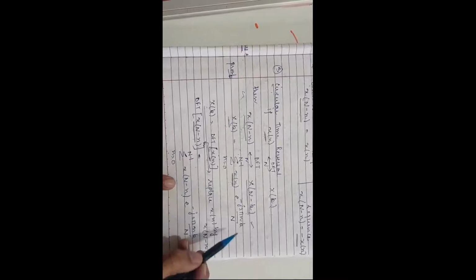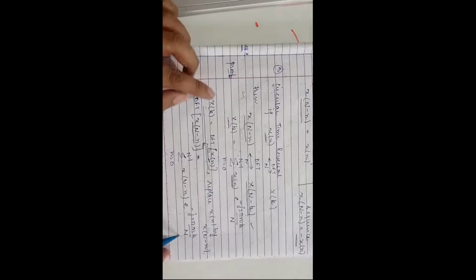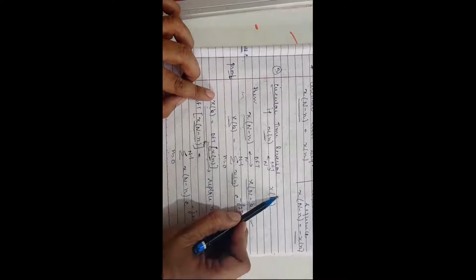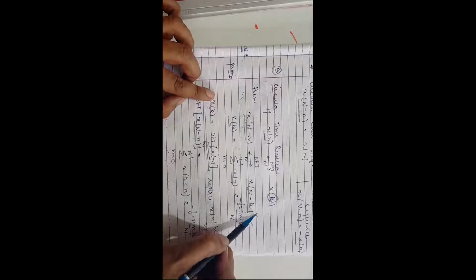So we write capital X of k, that is the DFT of x of n. Here we replace x of n by x of capital N minus n according to the statement of the property. And this is equal to, according to the formula, the sum for n from 0 to N minus 1, where x of n is replaced by x of N minus n, and the same e raised to power minus j 2 pi n k upon N. According to this, k should be replaced by N minus k.